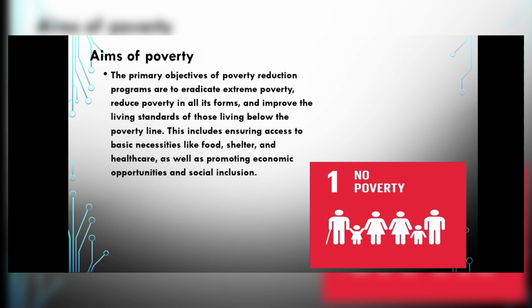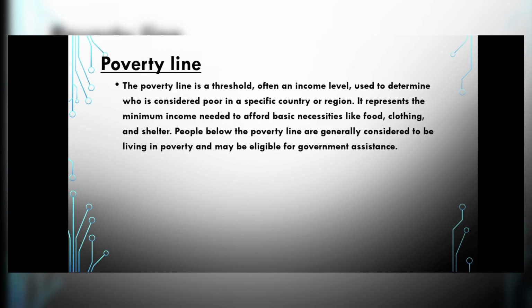Aims of poverty reduction. The primary objective of poverty reduction programs is to eradicate extreme poverty, reduce poverty in all its forms, and improve the living standards of those living below the poverty line, including ensuring access to basic necessities like food, shelter, and healthcare, as well as promoting economic opportunities and social inclusion.